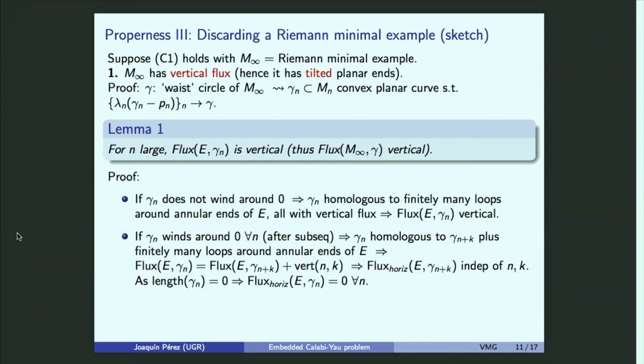But the length of the horizontal component of the flux is less than or equal to the length of the flux, which is less than or equal to the length of the curve, right? Because you are integrating the unit conormal vector. But since you are doing a blow up, the length of gamma n goes to 0, which means that this thing has to be independent of anything, because it doesn't depend on anything, but it goes to 0, so it has to be 0. Okay? Which means that this is vertical. So now we know that the limit Riemann minimal example has tilted ends, and this is what I want you to keep in mind now. Okay?